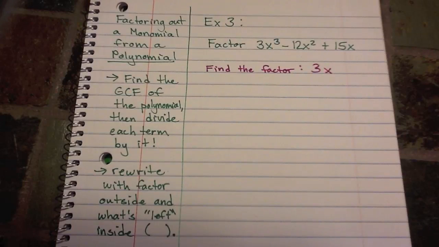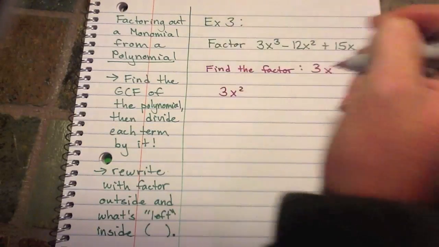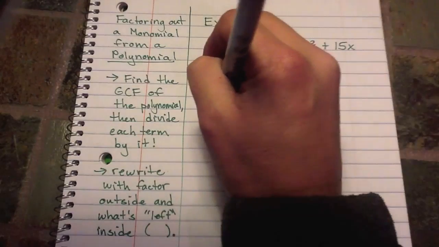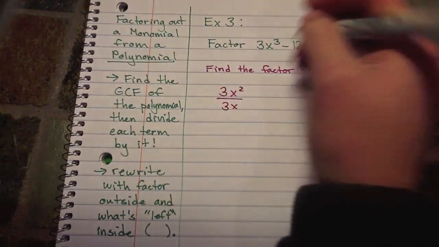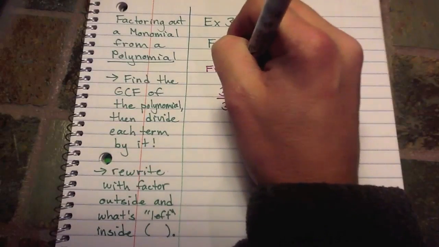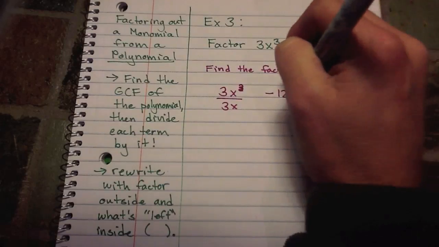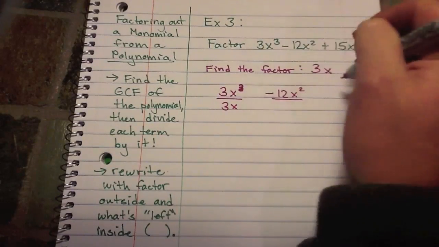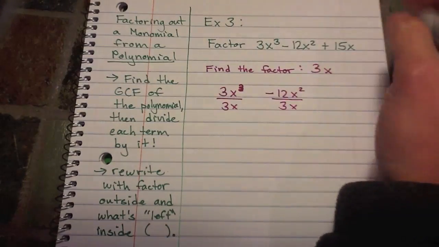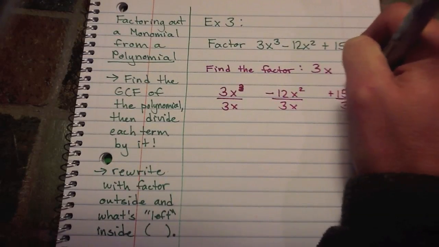Now, this is the part that can get confusing, so I want you to really pay attention to how you're going to write this. What you're going to do is take 3x cubed and divide that by the 3x. You're going to take the -12x squared and divide that by 3x. And you're going to take 15x and divide that by 3x.